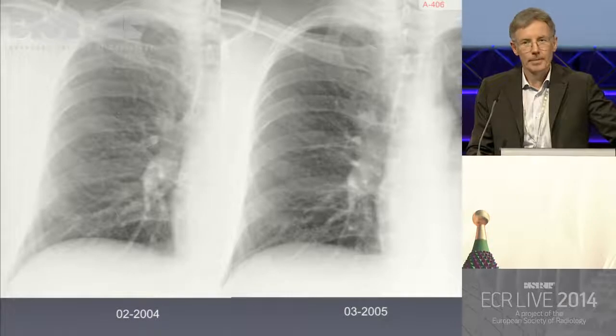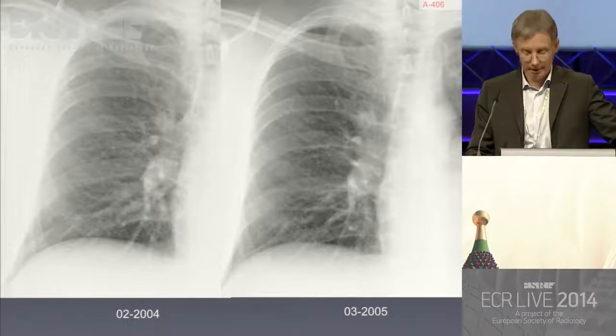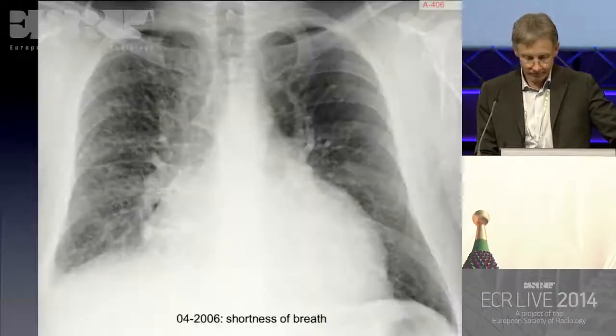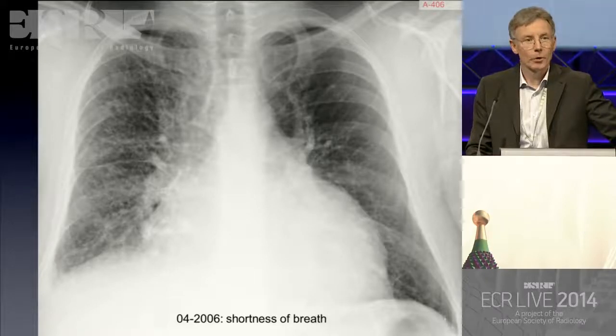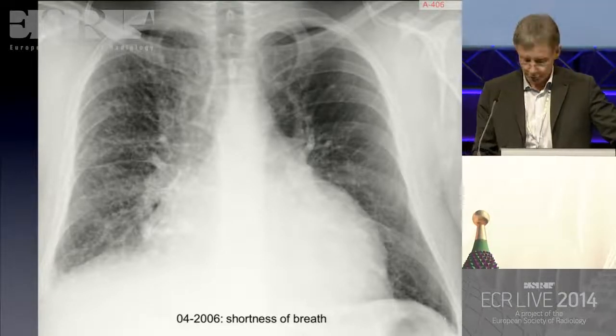If you have a PACS, I recommend that you look at the previous films. If you don't look at the previous films, somebody else will later. And this is what happened in this particular case, because these two radiographs were interpreted as normal. And this is the following year. The patient is now short of breath, his heart is enlarged, and he has developed signs of what we'll see are lymphangitis in the right chest with a pleural effusion.